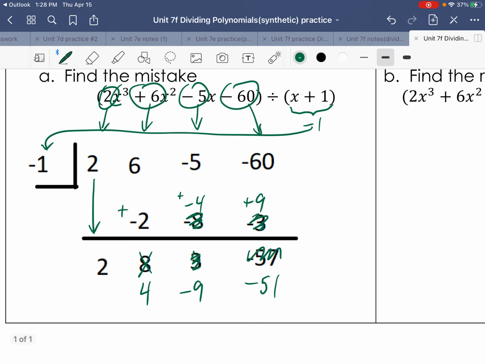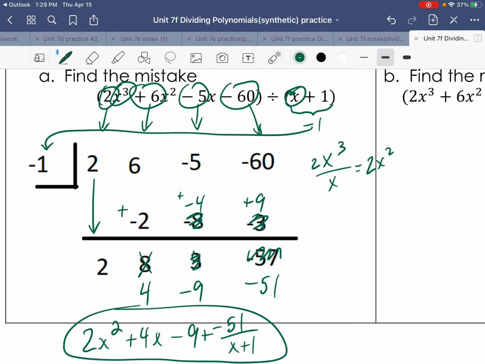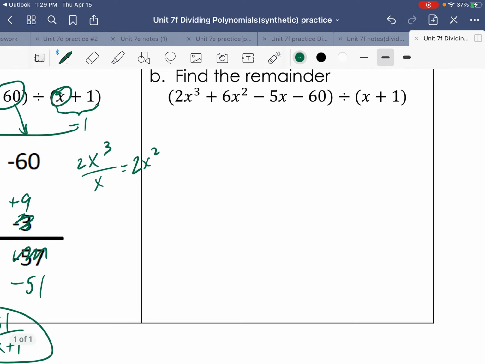You have x to the third and x, so that'll be x squared. So you'll have 2x squared. So our first term is 2x squared plus 4x to the first minus 9x to the 0, or just minus 9, with a remainder of 51. So you could put a -51 over x plus 1. And that would be your final good answer. But it looks like whoever did this subtracted instead of adding, because 6 minus -2 is +8.